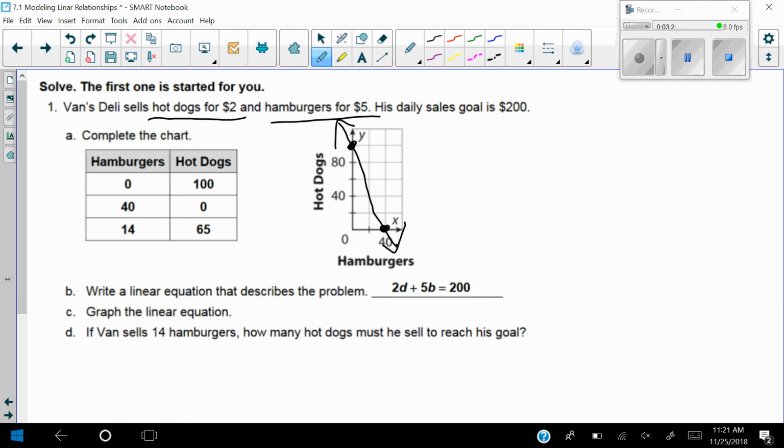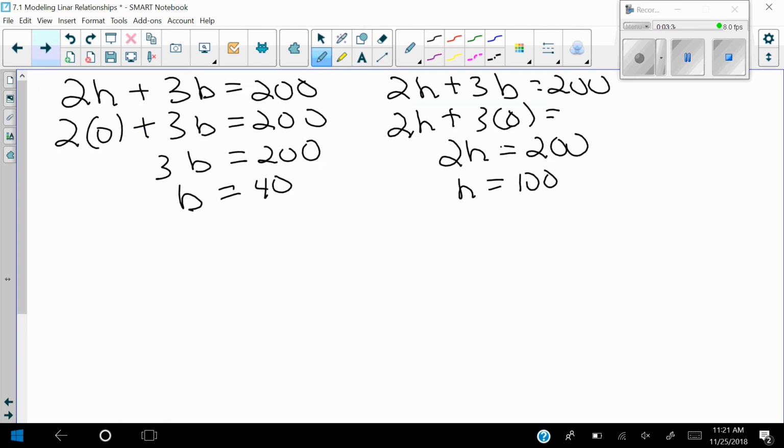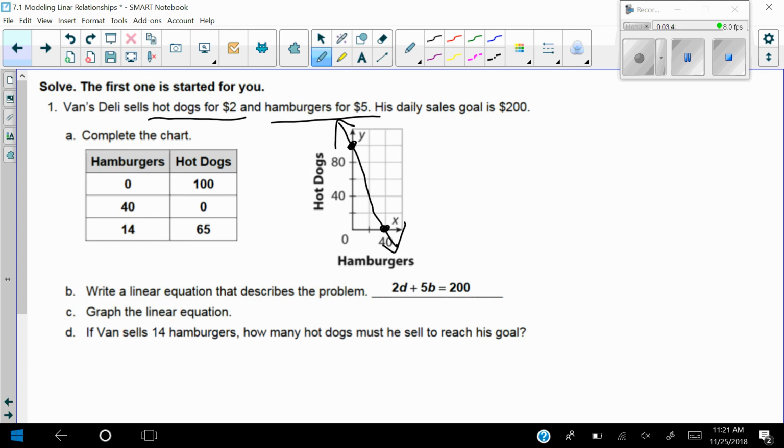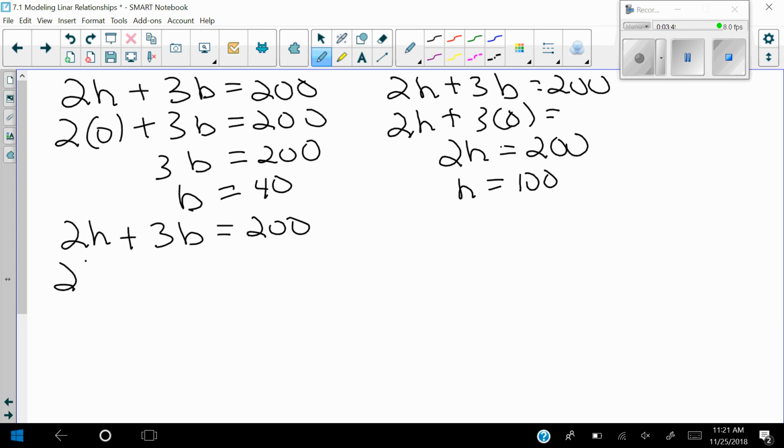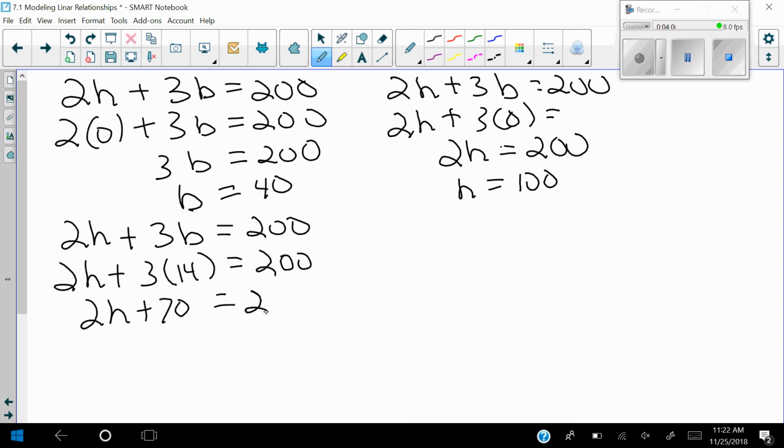Now, if we come down to this next part here, if Vance sells 14 hamburgers, how many hot dogs must he sell to reach his goal? What we would do is come back to our equation again and plug in the 14 hamburgers. So you plug that in for the burgers. So I have 2 times h plus 3 times 14 is equal to 200. Right. And that's going to get me 2h plus 70 is equal to 200.